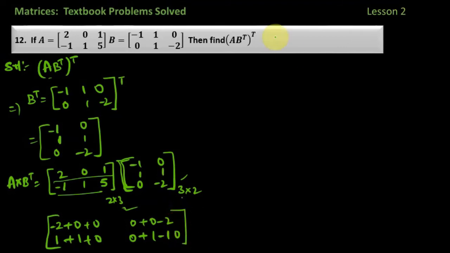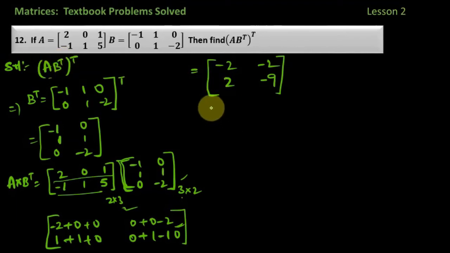So what is the value I'll get here? Minus 2, here it will be again minus 2, this will become 2 and this will become minus 9, isn't it? Plus 1 minus 10, 10 minus 1 is 9, so the bigger value's sign we should keep, right? So this is the value of A B transpose.